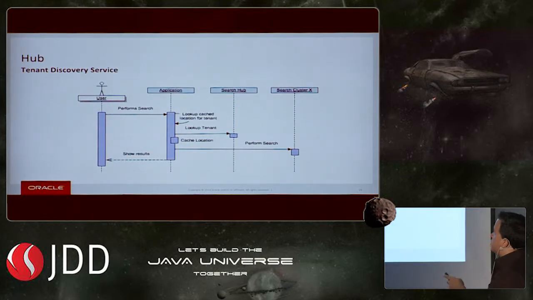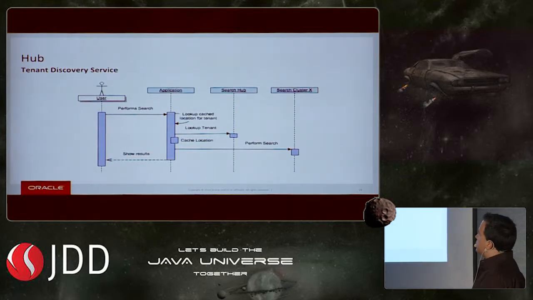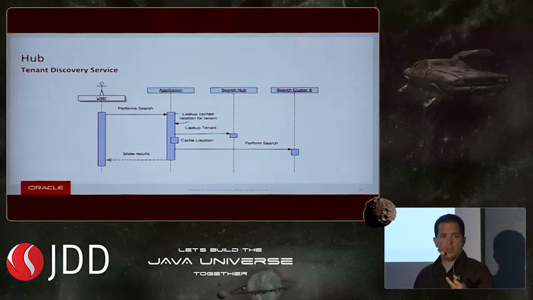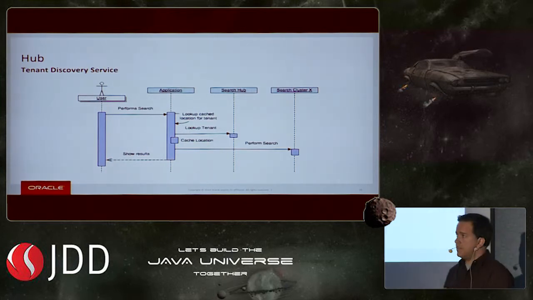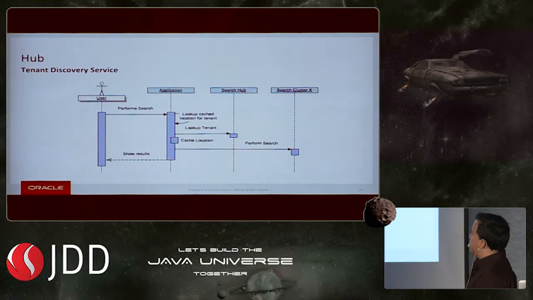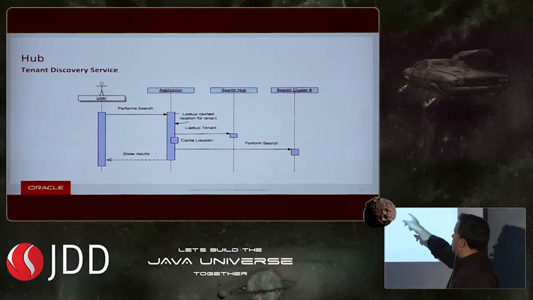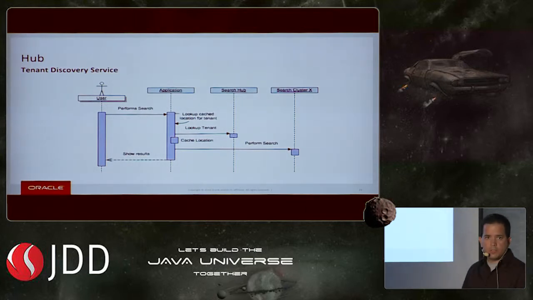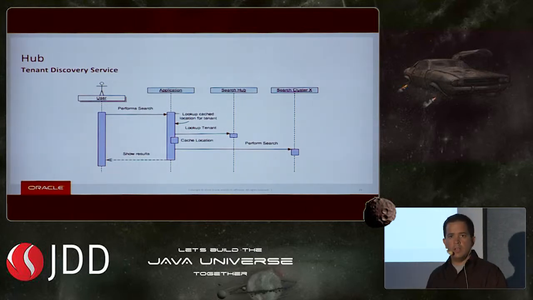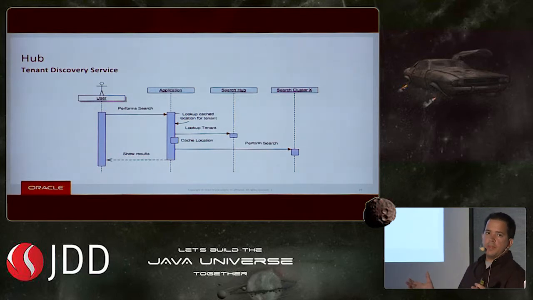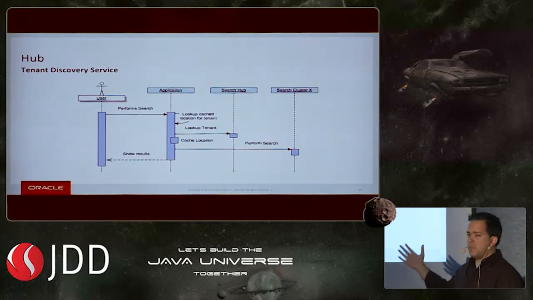So this is the general idea. Someone is trying to perform a search, and the application checks whether it has the location of the search for that customer specifically. If it doesn't, it goes to the hub. The hub provides the location, and then we go directly to the search cluster that we got from the hub and perform the search. There's some caching that you can do there, but basically we can move that customer around, and from a search perspective, the application will always auto-discover.